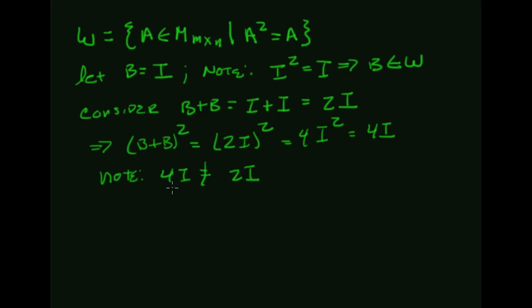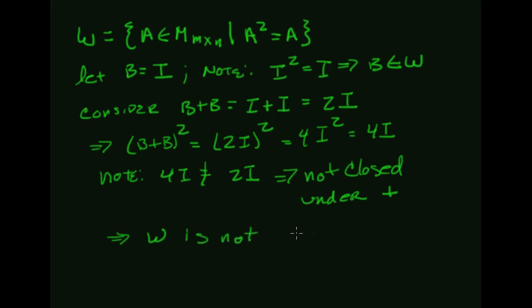So this means that if I add B to itself, I don't get something that's in W. So this means that we are not closed under addition. If we're not closed under addition, W is not a vector subspace. All right, so that's the answer to number 2.